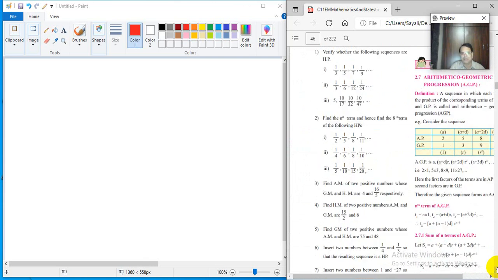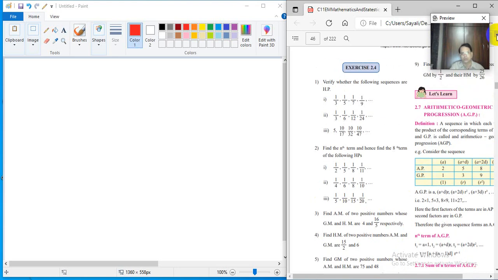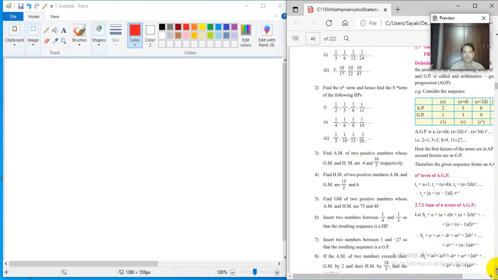तर त्याच्यामध्ये काही प्रॉब्लेम्स बघूया आपण. फाइंड अरिथमॅटिक मीन ऑफ 2 पॉझिटिव्ह नंबर्स whose GM and HM are 4 and 16/5 respectively. Problem number 3 from this exercise. This exercise is 2.4 now. त्यातला प्रॉब्लेम नंबर 3 आपण ट्राय करूया. ओके, काय बघा की फाइंड अरिथमॅटिक मीन ऑफ 2 पॉझिटिव्ह नंबर्स whose GM and HM are this.